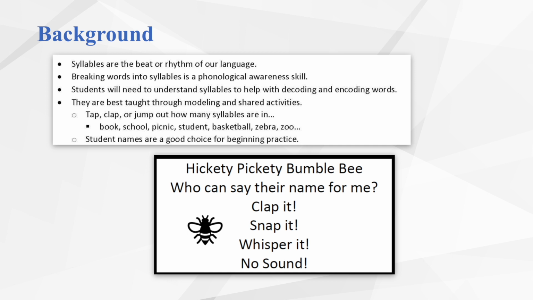The explicit definition of a syllable is: a syllable is a word or a part of a word with one vowel sound. This definition can be taught to kindergartners, but what is more appropriate for this age group is for them to understand what a syllable is through modeling and practicing.